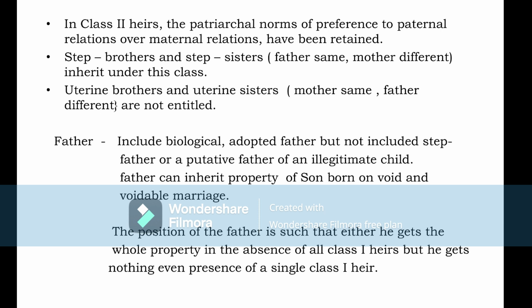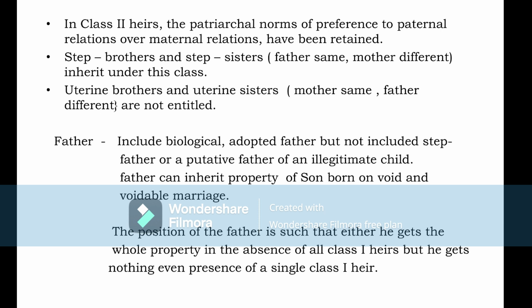Now let us go to the father. Father includes biological or adopted father. Biological means natural father, and adoptive father is included, but not the stepfather. Stepfather is not included. Similarly, putative father of an illegitimate child is also not included. That means a father is not entitled to take a share from a stepson's property or from an illegitimate son's property. Father will get nothing from the stepson's property or illegitimate son's property. So the father is entitled to take a share only from a natural or adopted son.